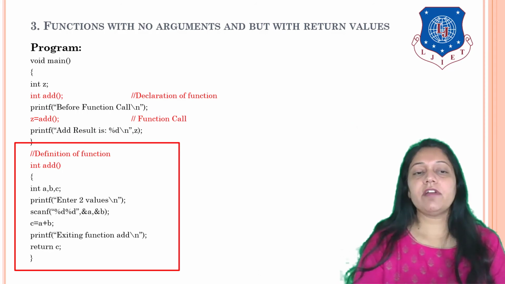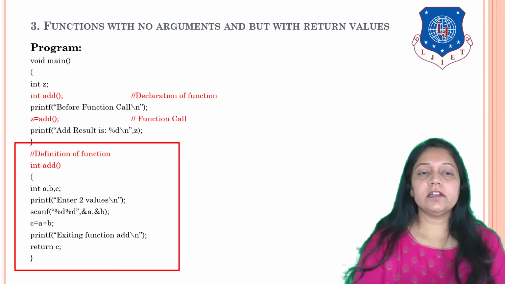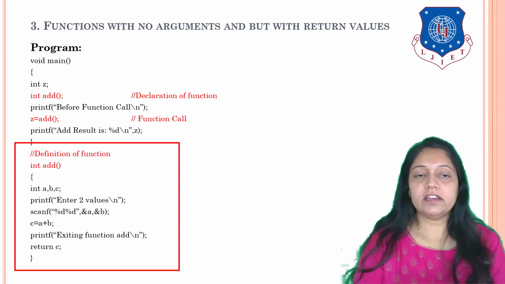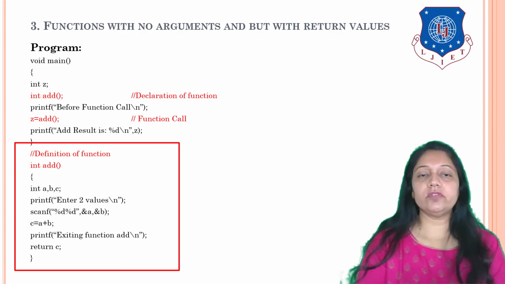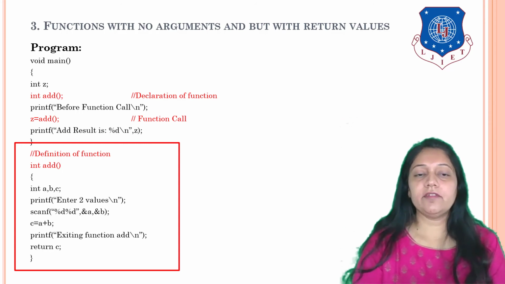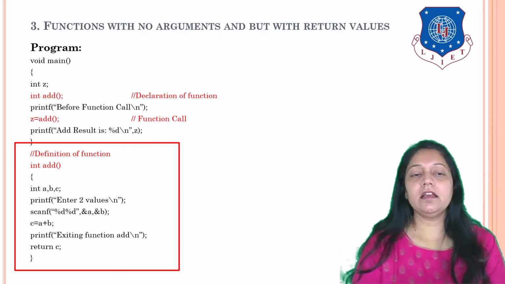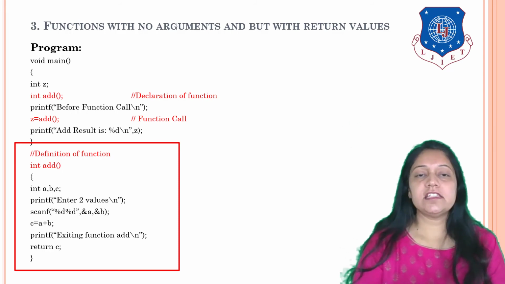Now, whatever value I have in c, this result, I want to return it to the calling function. You can return any value, but what I want to do is return the result of the addition of the two. printf "exiting function add" and return c. It means the value of c is returned to the calling function, that is main. You can see here I have mentioned the keyword return.